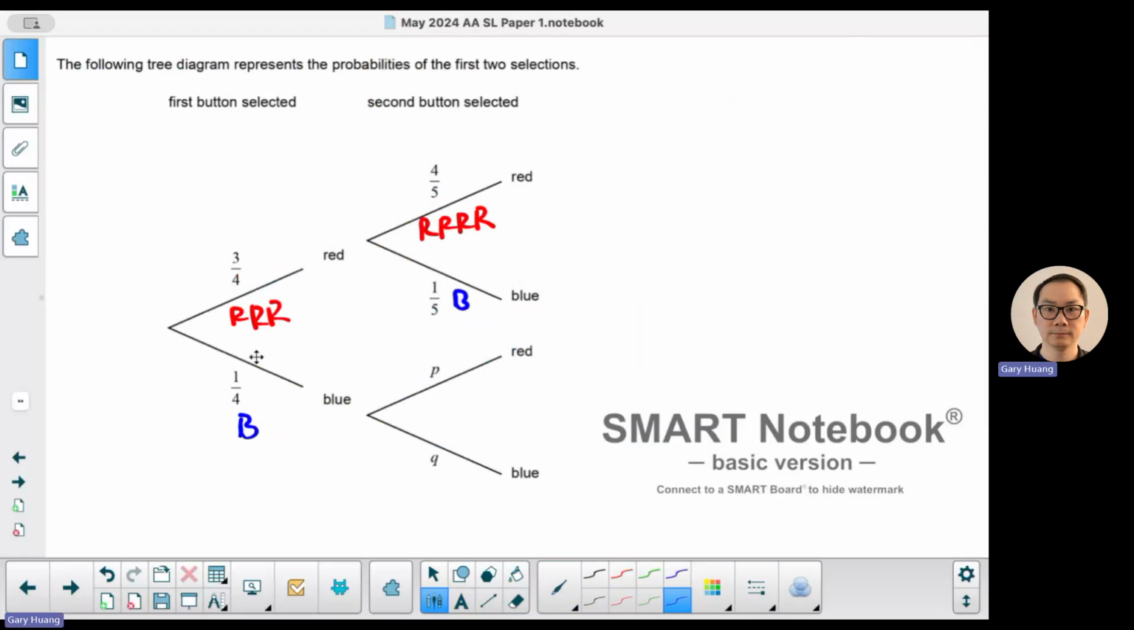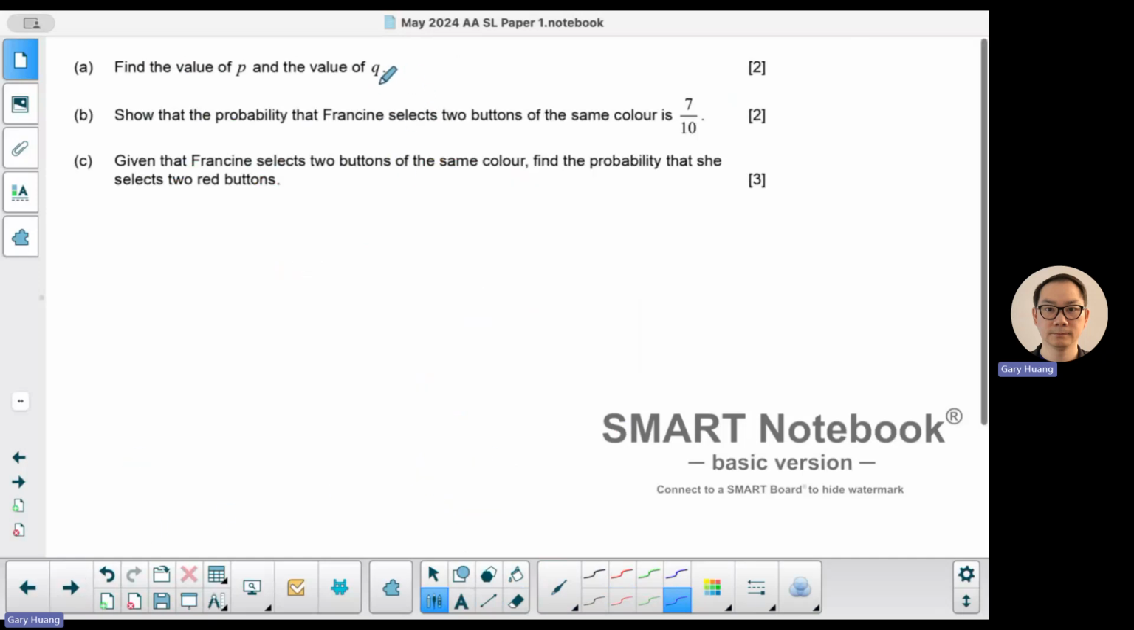Now, if the first draw is blue, then not only do you need to put a blue back, you need to add another one. So now I'm going to have 2 blues for the next draw, but I'm still going to have the 3 red. So the probability of drawing red would now be 3/5, and the probability of drawing blue would now be 2/5. And that's going to be part A. Find the value of p and q.